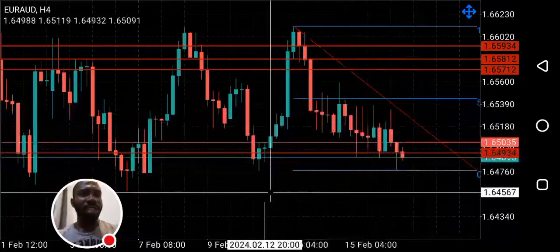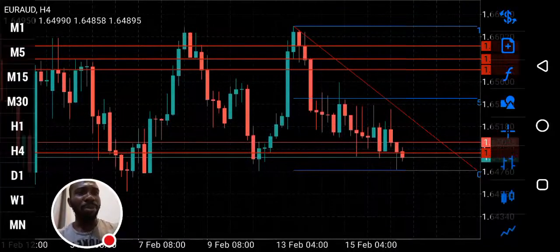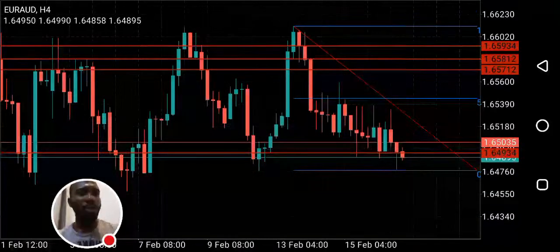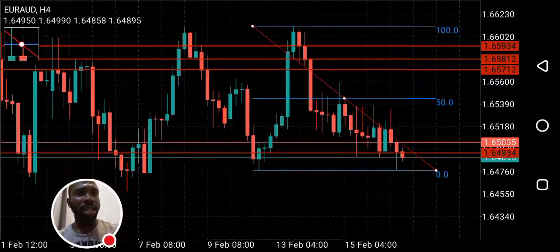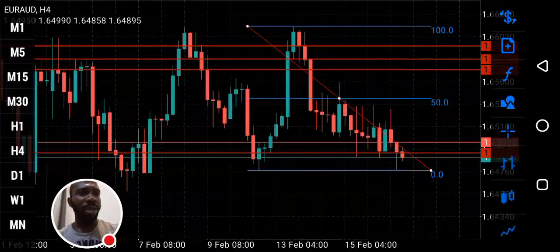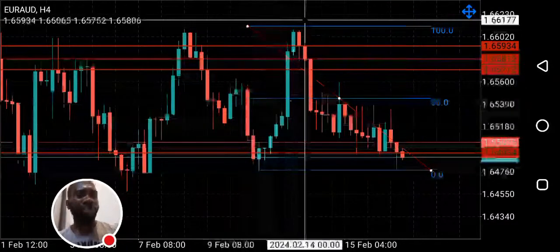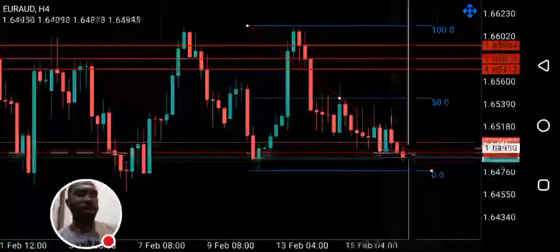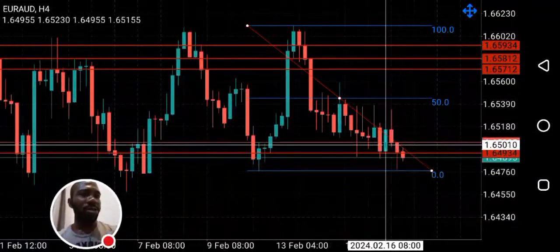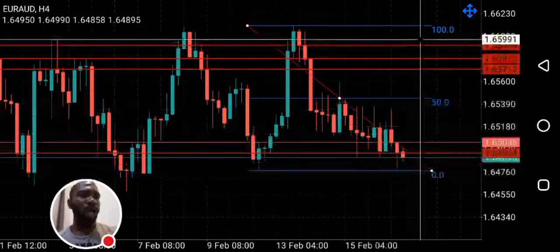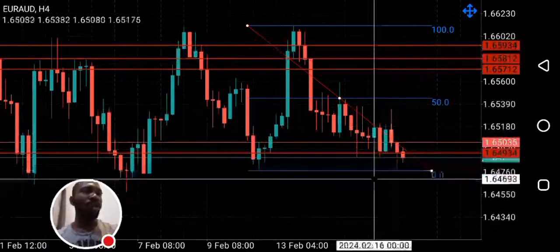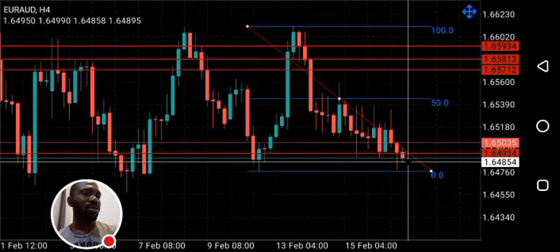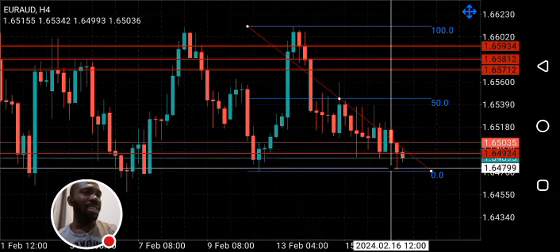As you can see, if you're working with the previous range, which is this, you can see price is at where? Discount. Price is at discount. So we want to see price pull back to premium before we sell. You cannot sell at discount. Can you see that price is at discount now?